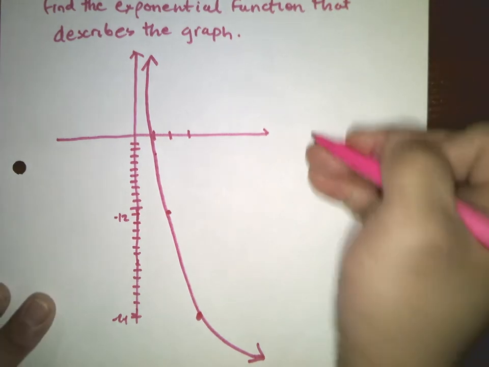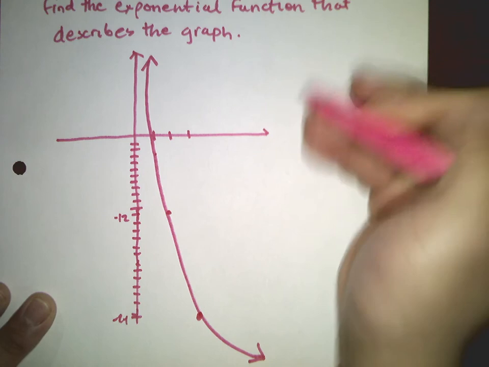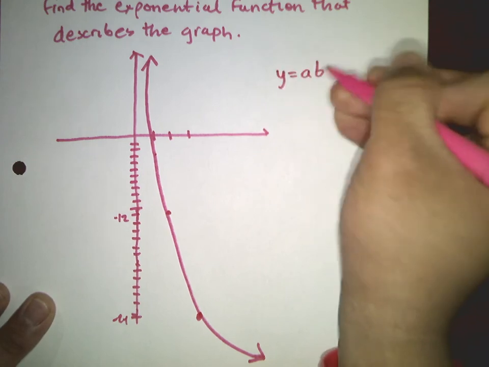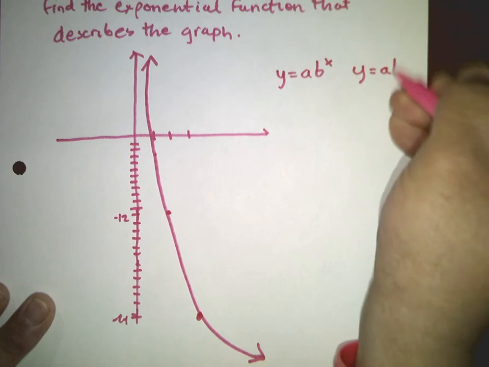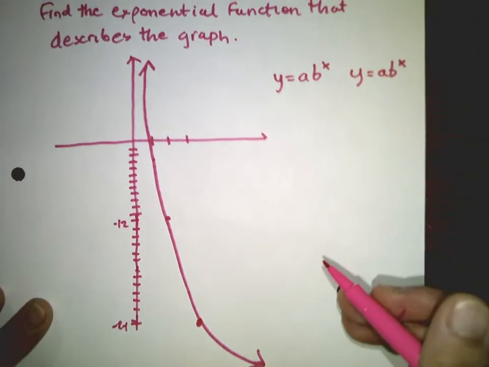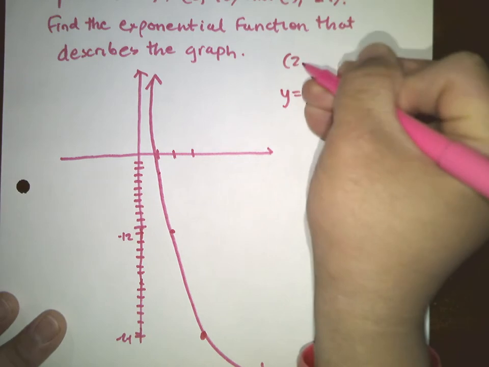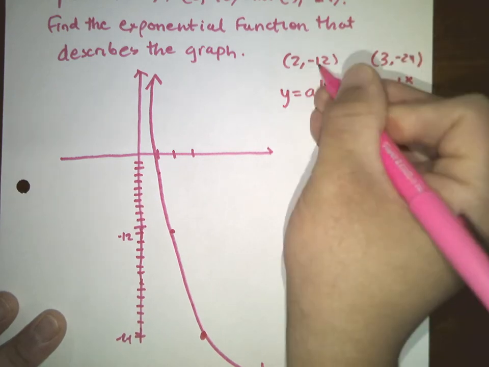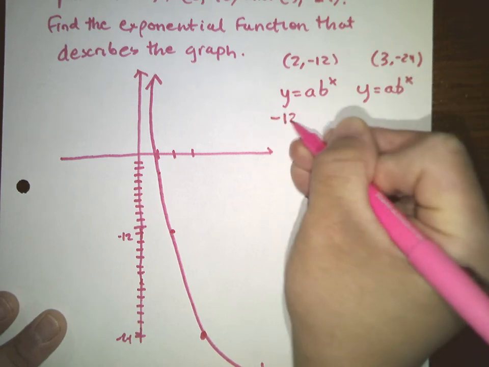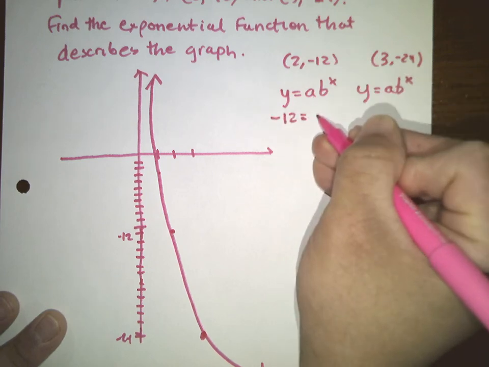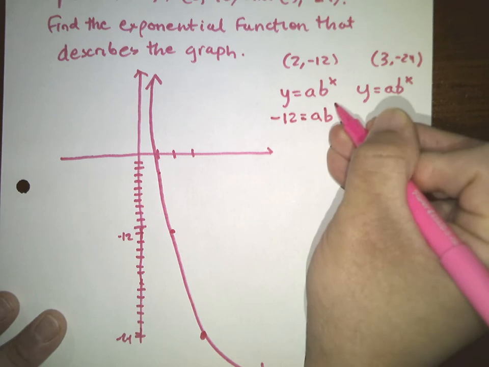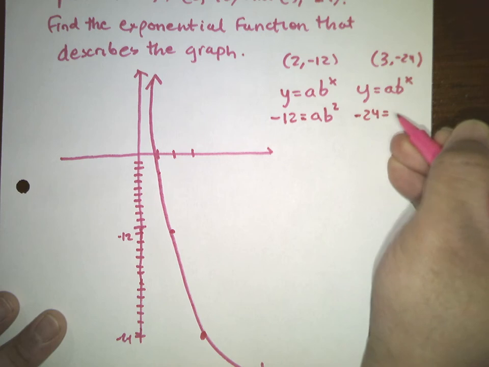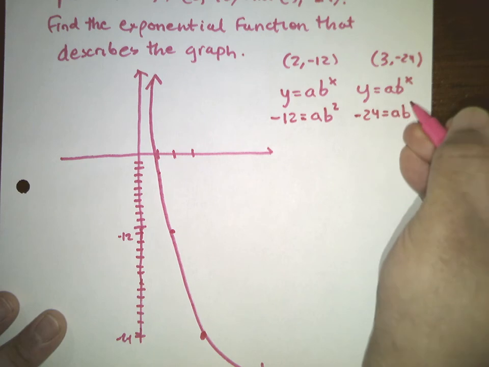So that means this would be of the form y equals a b to the x, and then I'll substitute the points. So 2, -12, and 3, -24 were the 2 points. For this point, I have -12 is equal to a b to the second power, and here I have -24 is equal to a b to the third power.